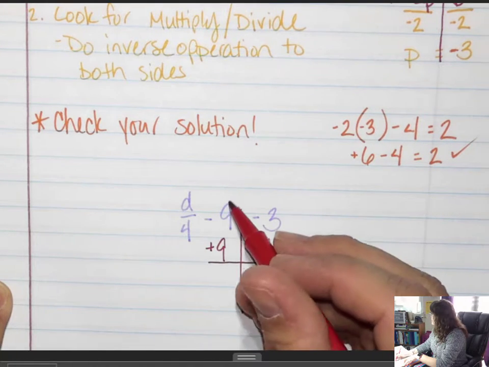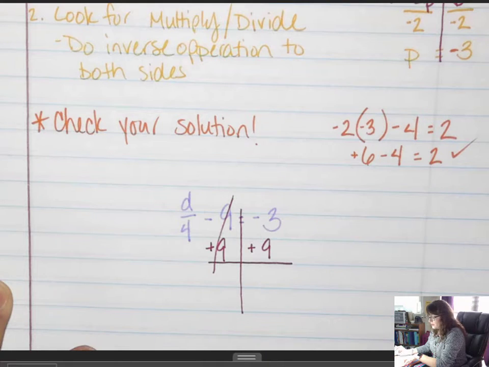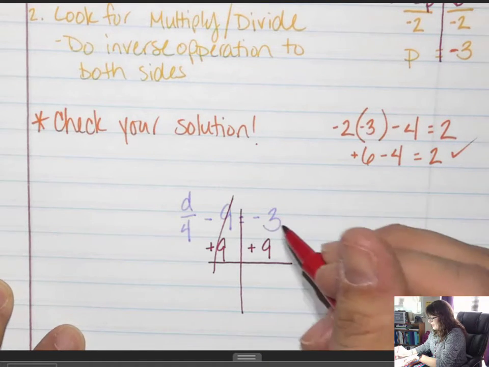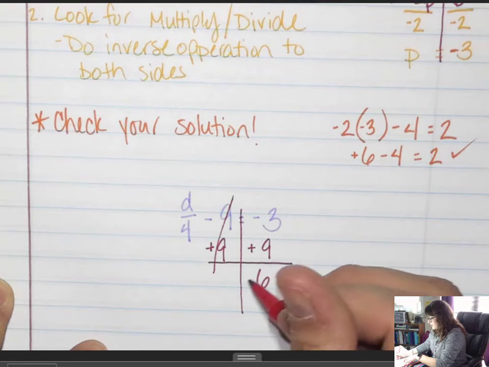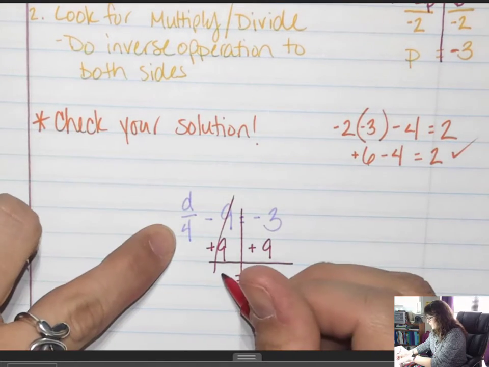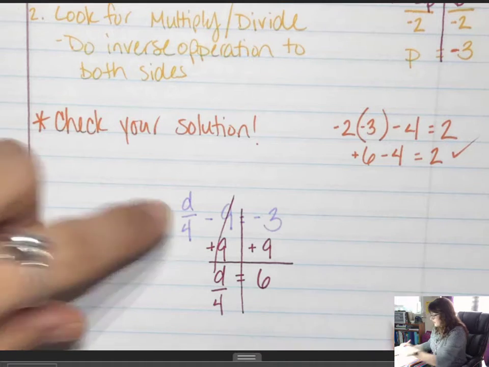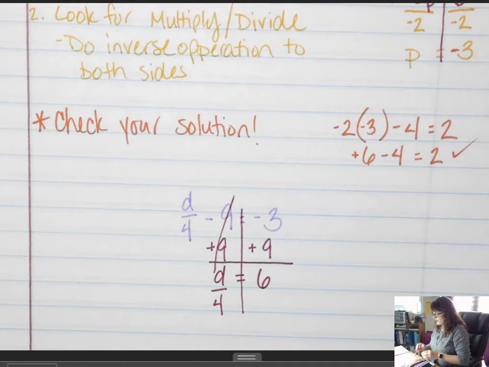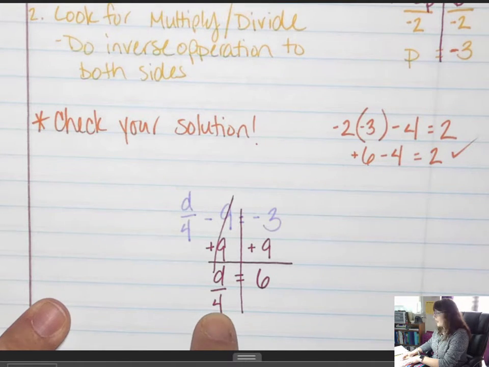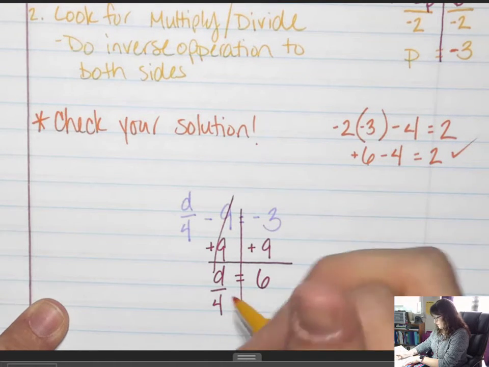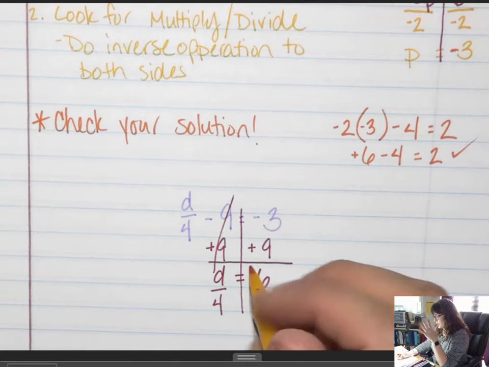This becomes crossed out because it's nothing. I've got -3 plus 9, 6. And this d over 4 stays right there. Now that d over 4, what is that? It's something divided by 4. Right, it's division. So what's the opposite of dividing by 4? Multiplying.